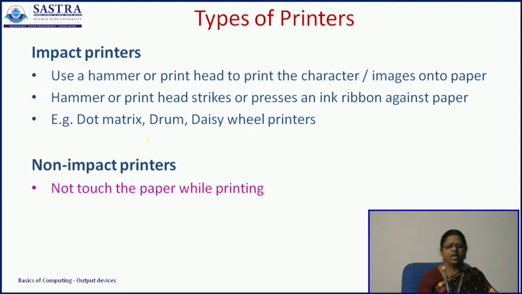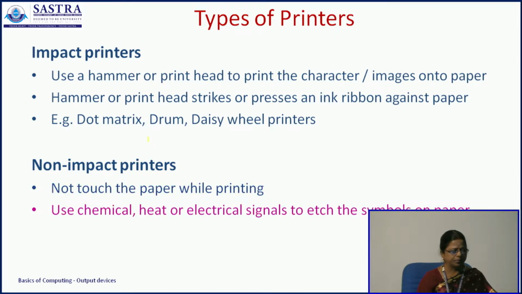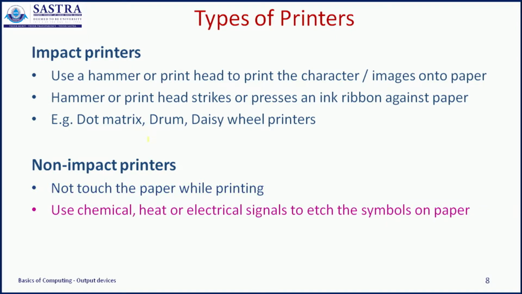Non-impact printers don't touch the paper while printing. They use chemical, heat or electrical signals to etch the symbols onto the paper. Examples are inkjet, deskjet, laser and thermal printers. Having seen these two types of printers, let us move on to the first type, which is the impact printer.